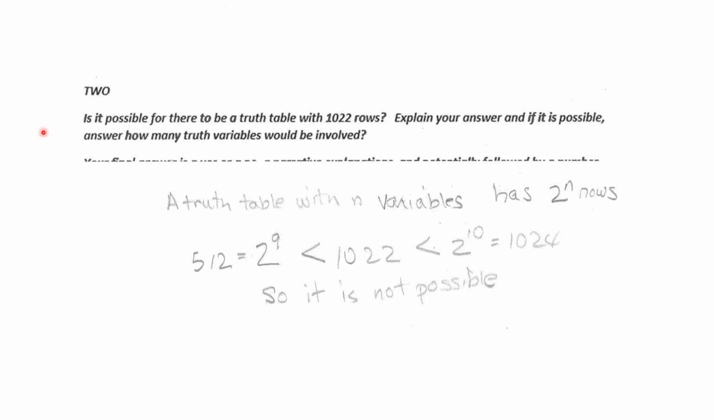Is it possible for there to be a truth table with 1,024 rows? And the answer is no, because a truth table with n variables has 2 to the n rows, and you jump from 512 to 1024, going from 9 to 10 variables, so it is not possible to have 1,024 rows.